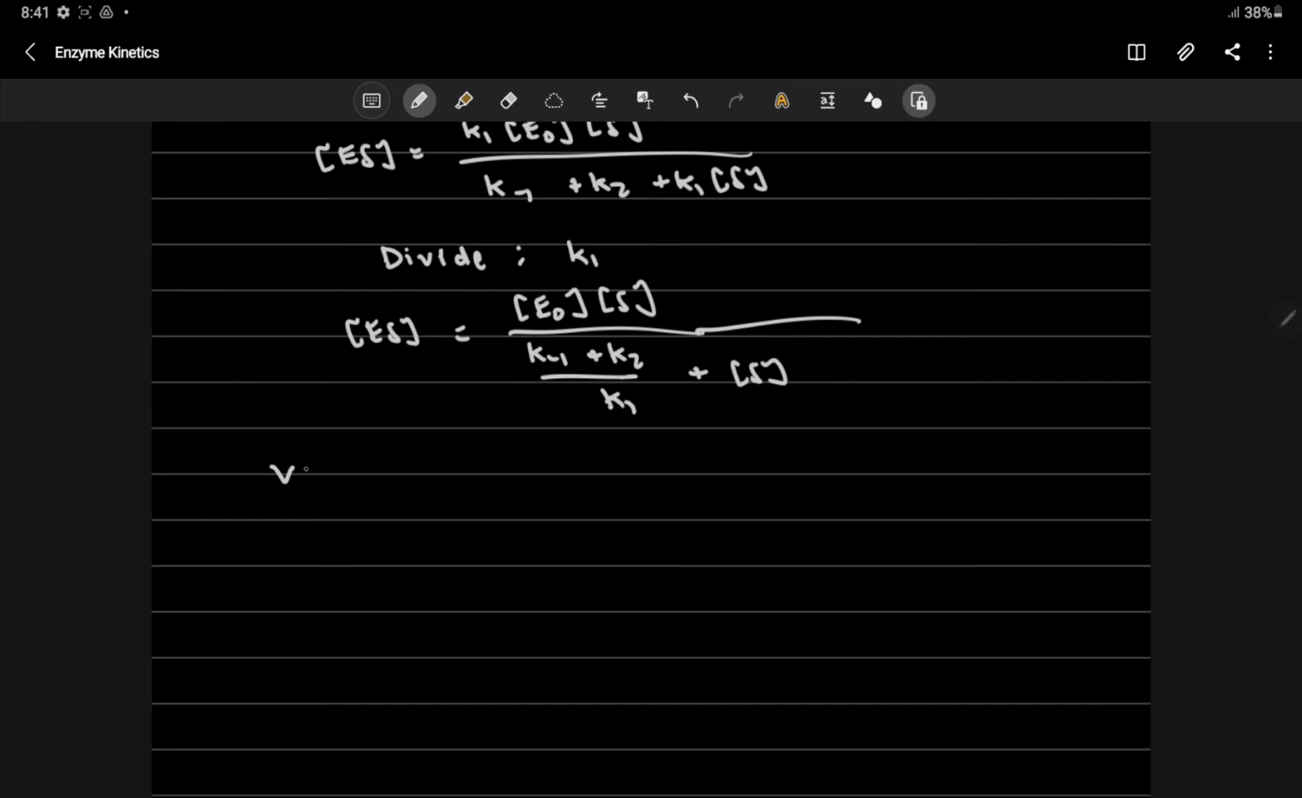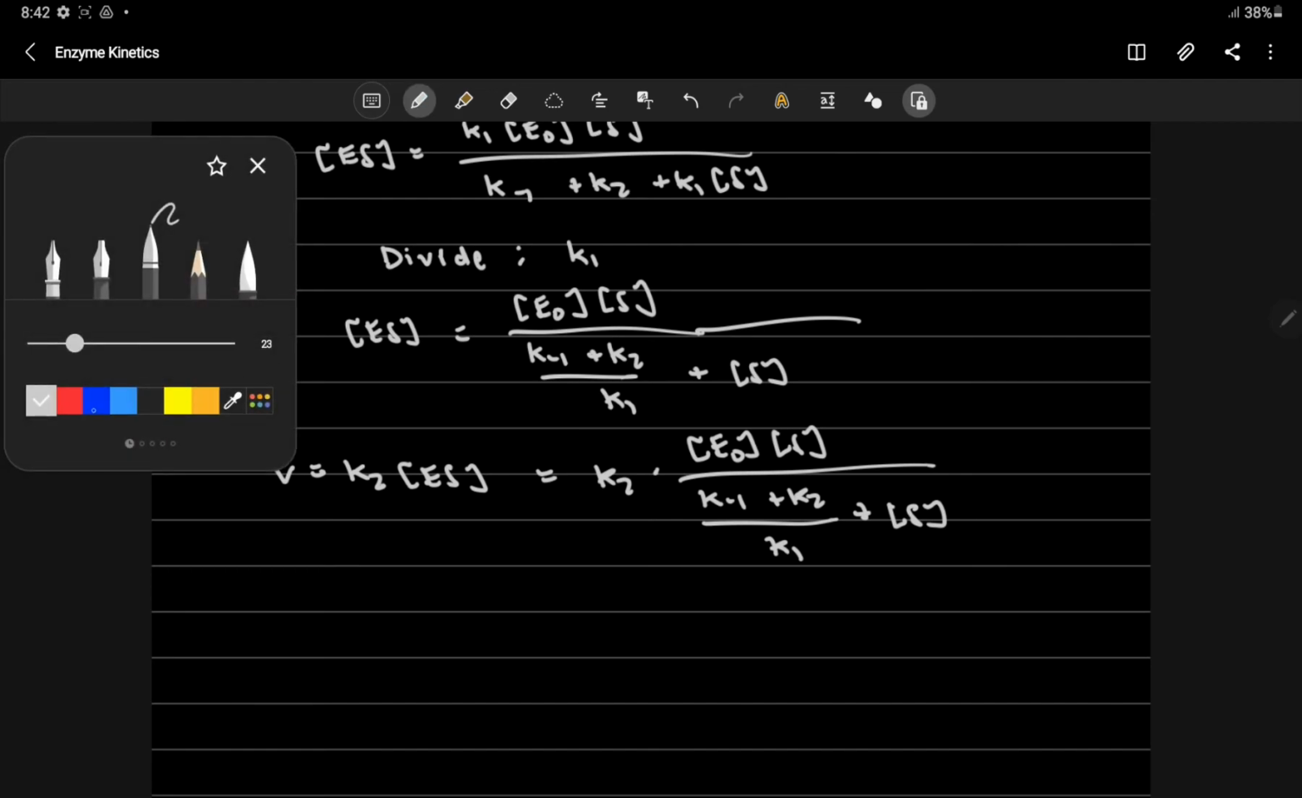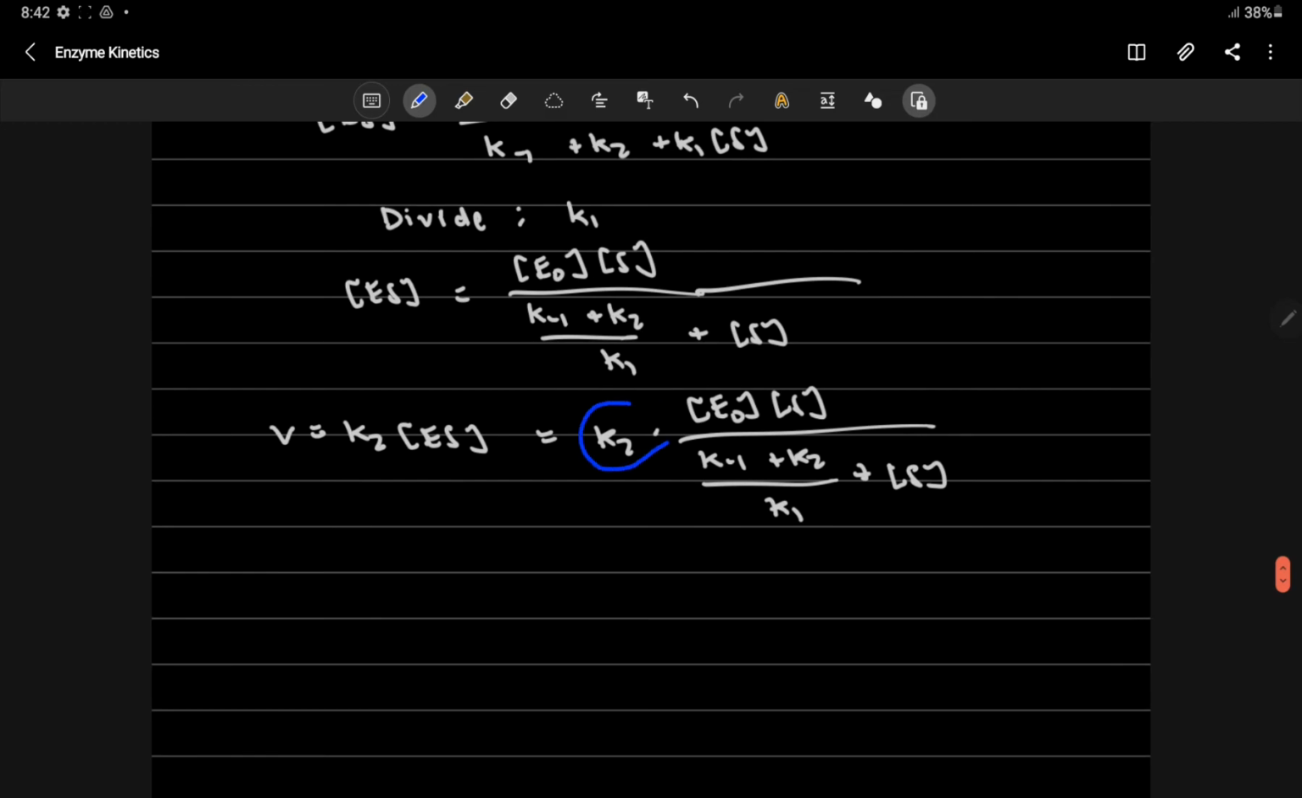Now, earlier we said the rate of reaction is K2 times the enzyme substrate concentration. Let's do that: K2 times ES, we already have that expression. So, initial enzyme, substrate, then the constants, plus the substrate concentration. And this group of constants here, if you remember in the rapid equilibrium assumption, we do the same: this is equal to the maximum rate of reaction. And this group of constants here, we will call Km. Earlier it was Km prime for the rapid equilibrium assumption, but for quasi-steady state, we will call it Km.